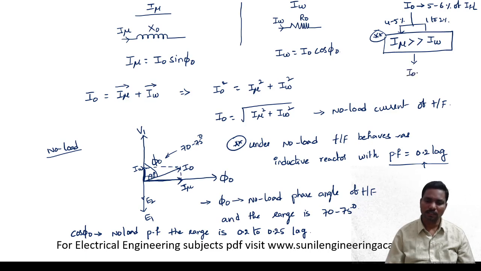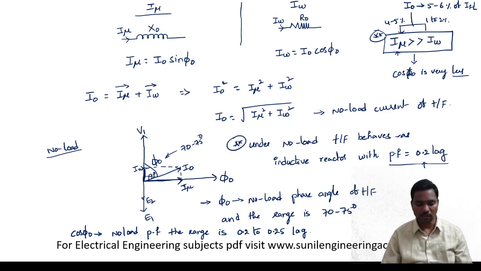Because of this, the power factor cos phi naught is very less. Okay, higher the magnetizing current means it is the inductive nature. Inductive nature means power factor is very less. That is a simple idea. Okay, no need of any in detail explanation. Okay, clear?